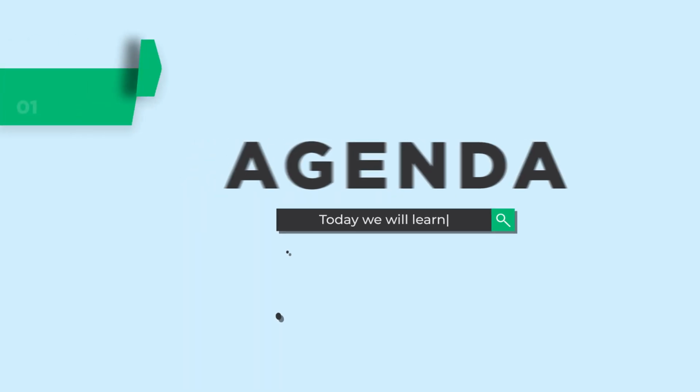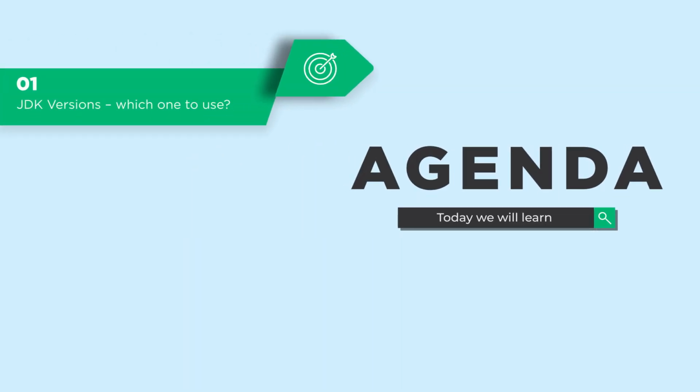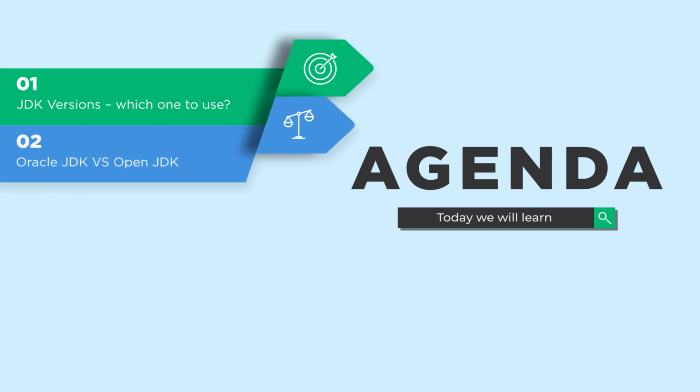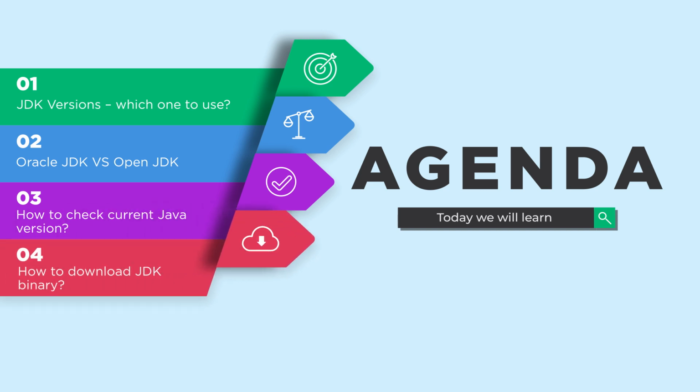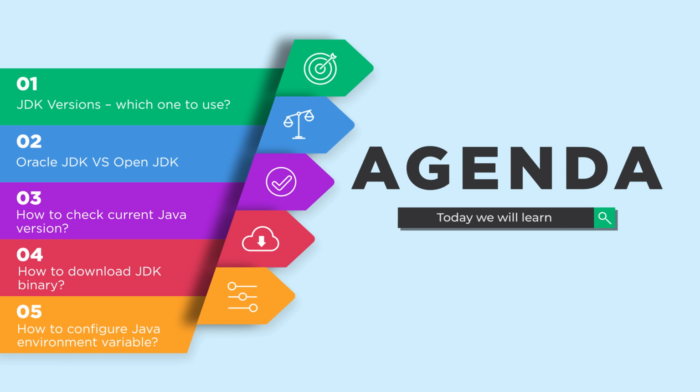Here is our agenda for today. We will cover the following questions. JDK versions, which one to use? Oracle JDK versus Open JDK. How to check the current Java version. How to download the JDK binary. How to configure the Java environment variable.